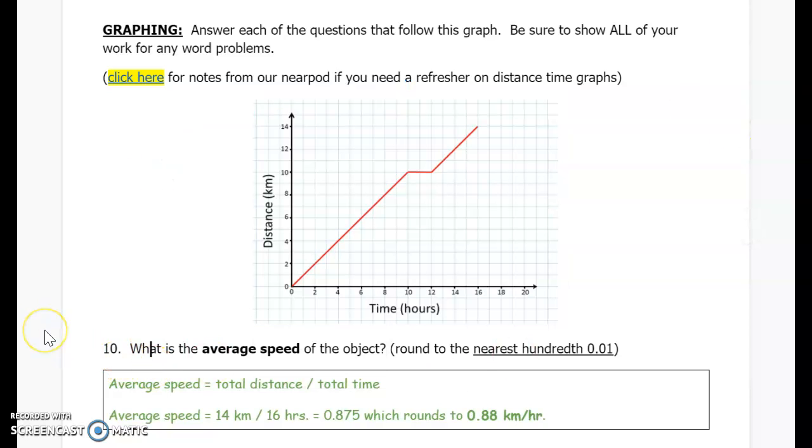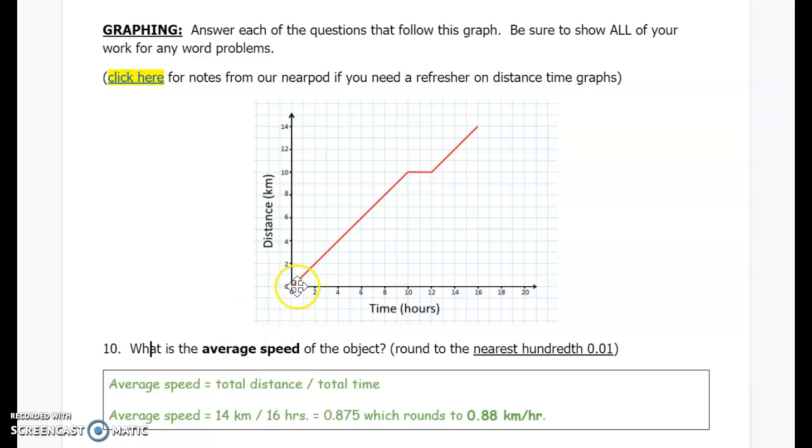The first question asked, what is the average speed of the object? It wanted you to round to the nearest hundredth. In order to find average speed, we need to take total distance and divide it by total time. Our distance will always be our y-axis. Our time will always be our x-axis. In this case, our distance is measured in kilometers and our time is measured in hours.